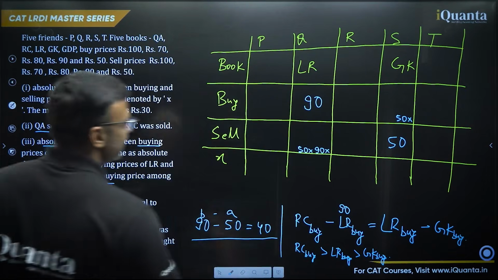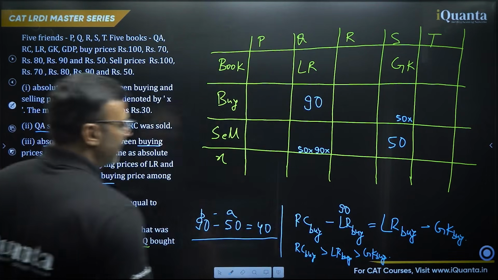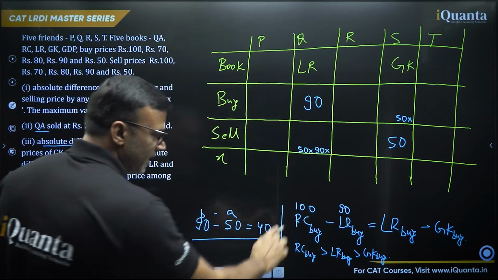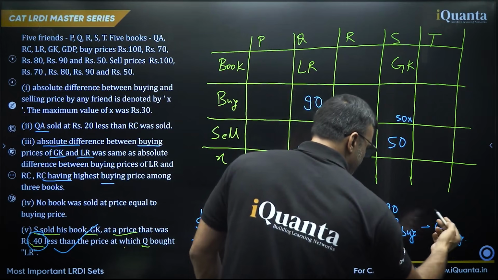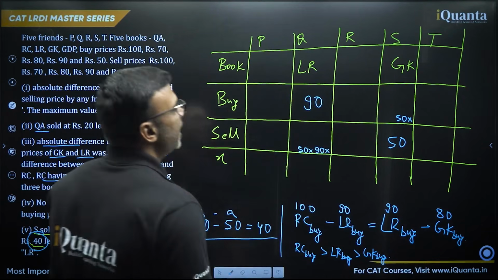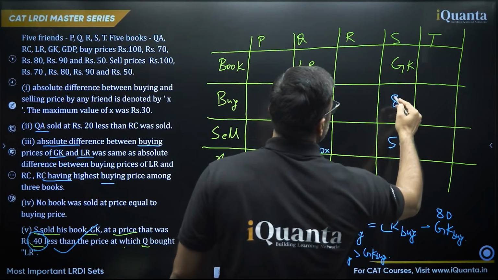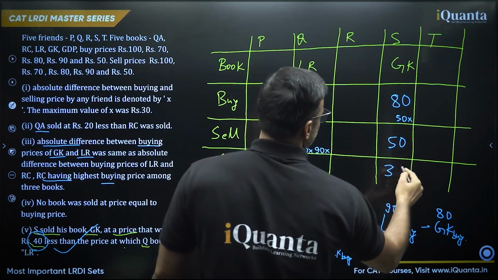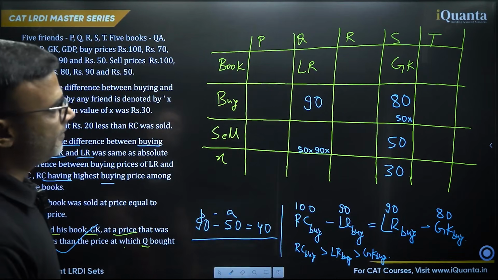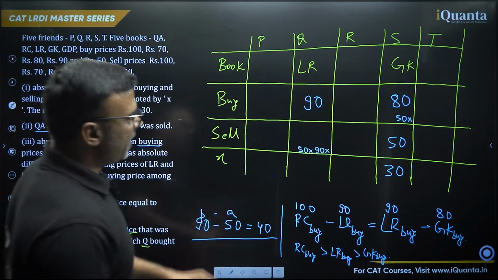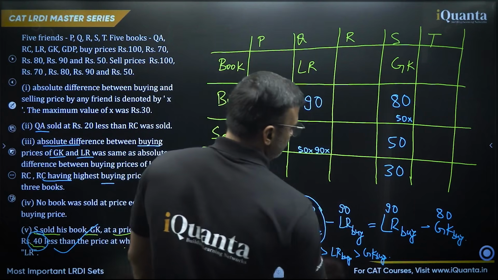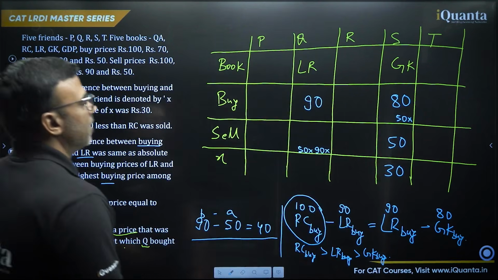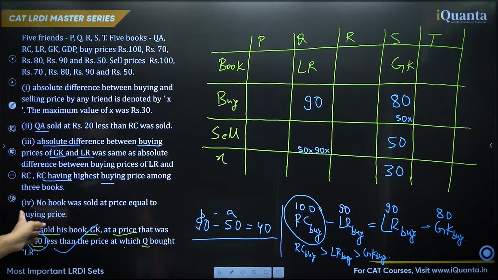So RC buying price has to be more than 90. Now more than 90, there is only one value, which is 100. Now 100 minus 90 is 10, and this is 90. So for the difference to be 10, it has to be 80. So GK buy price has to be 80. 80 and 50, difference has to be 30. Fantastic. Yeah, just check it. So what all do we have now? We have RC buy price 100 fixed. LR buy price we have already put. GK buy price we have already put. Fantastic. Nice. No book was sold at a price equal to its buying price, so that we have already used in a way.